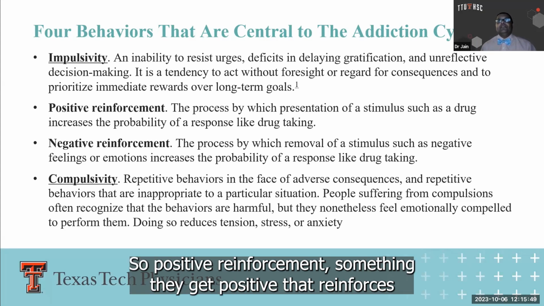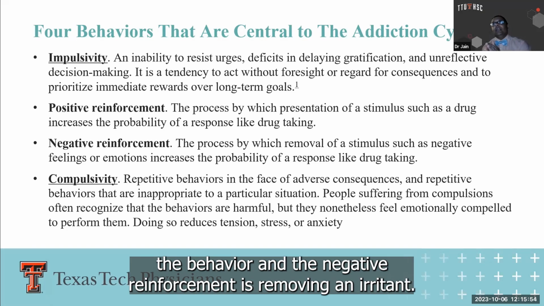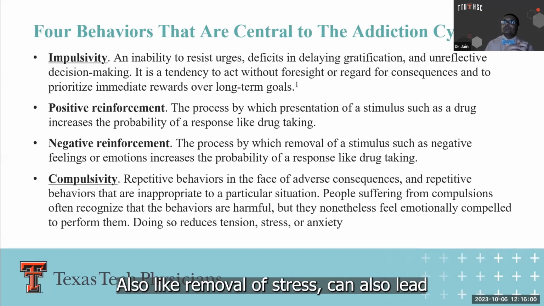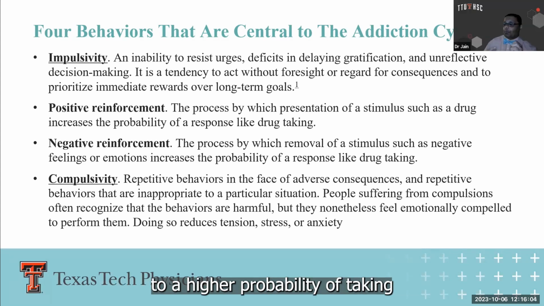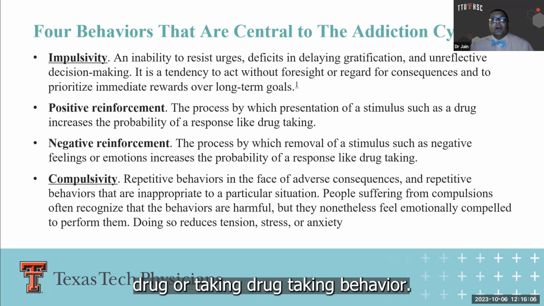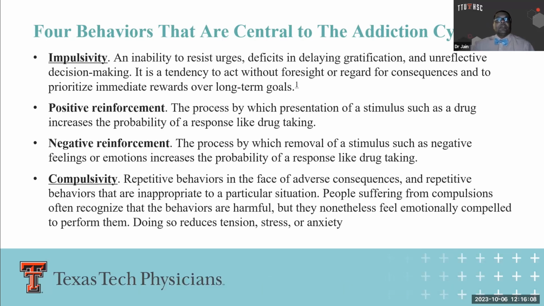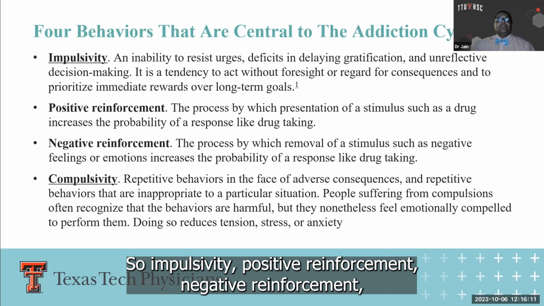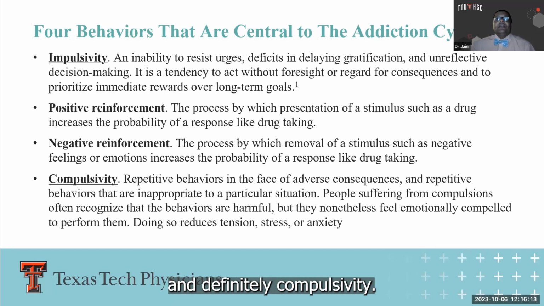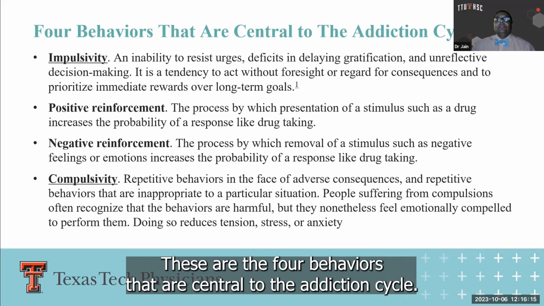So positive reinforcement is getting something positive that reinforces the behavior. And negative reinforcement is removing an irritant, like removal of stress, which can also lead to a higher probability of drug-taking behavior. So impulsivity, positive reinforcement, negative reinforcement, and definitely compulsivity. These are the four behaviors that are central to the addiction cycle.